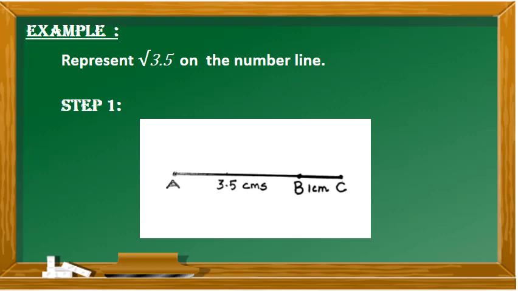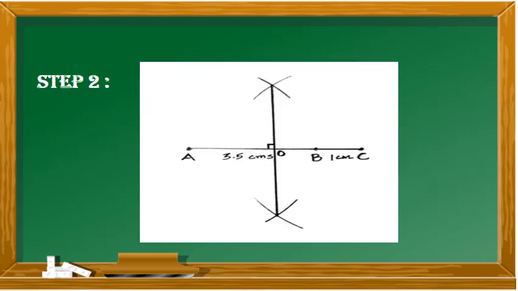The next example is to represent square root of 3.5 on the number line. This is to find the square root of x for any given positive real number x geometrically. Take the number that is inside the square root. Now draw a line segment 3.5 centimeters and mark it as AB. Extend B to C such that BC is equal to 1 centimeter. Now the measure of the line segment AC is 3.5 centimeters plus 1 centimeter, which gives you 4.5 centimeters. Step 2 is to construct a perpendicular bisector for AC and let it meet at O.